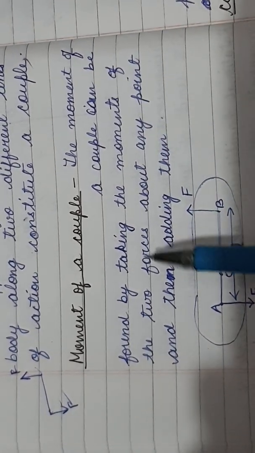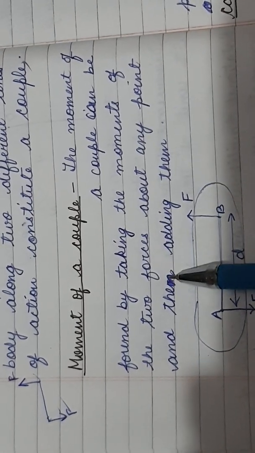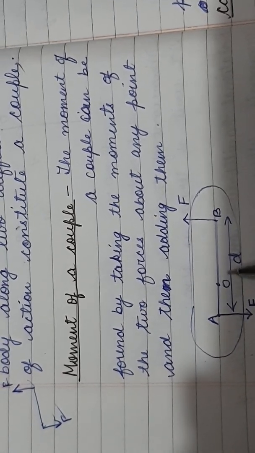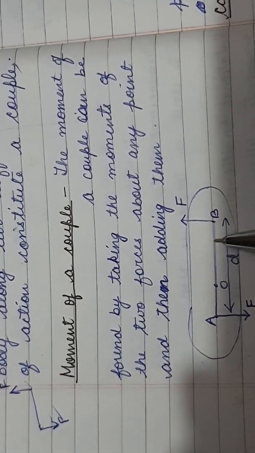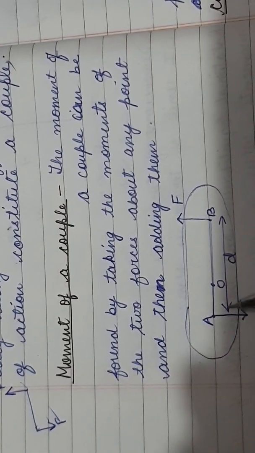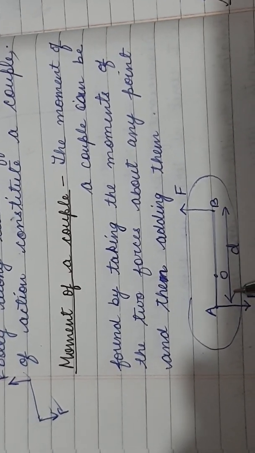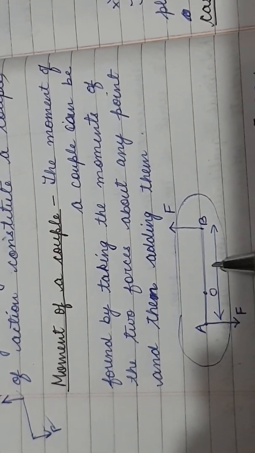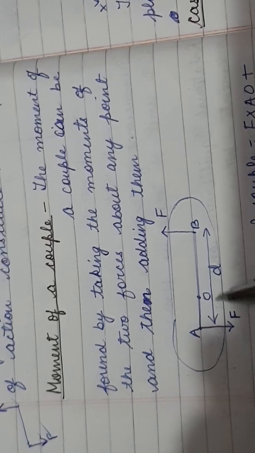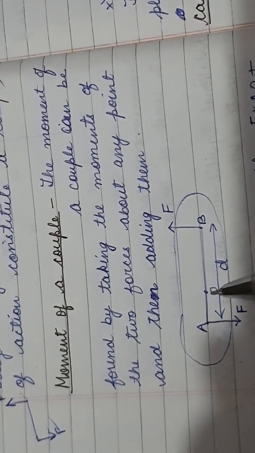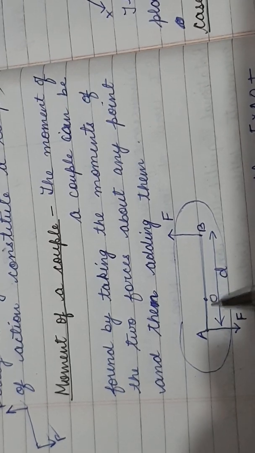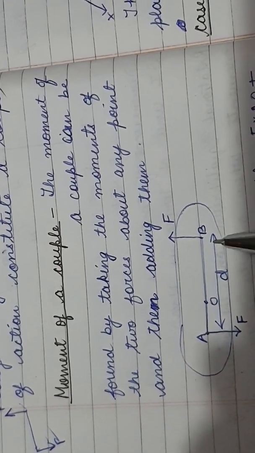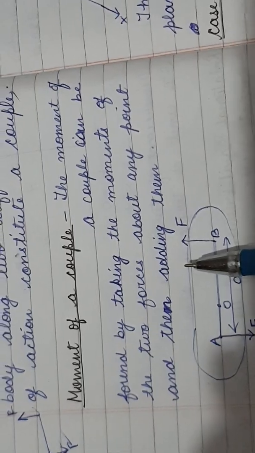The moment of a couple can be found by taking the moments of the two forces about any point and then adding them. That is, if we want to calculate the moment of the couple, then we will calculate the moment of each force about any point, and then we will add them. Here suppose we have two equal and opposite forces, each F, and the distance between them is D. Now O is the point about which we are calculating the moment of these two forces, and we are going to add them to find the moment of the couple.